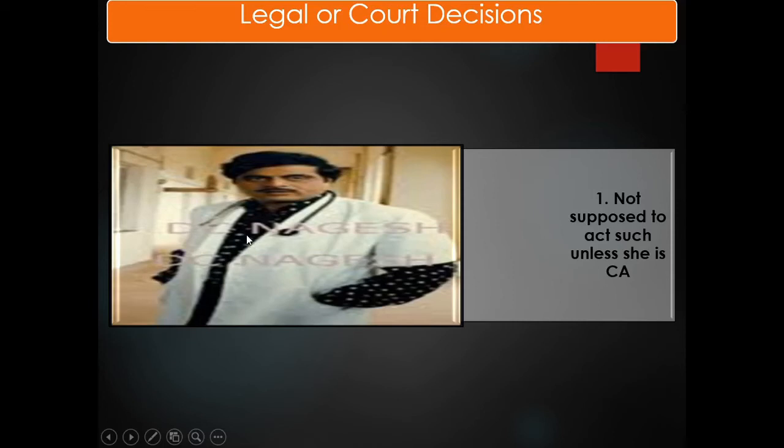An actor with the costumes of a doctor. Many people may think that he's a doctor, but not actually. In such a situation, it is the duty of the auditor not to act like an external or independent auditor.